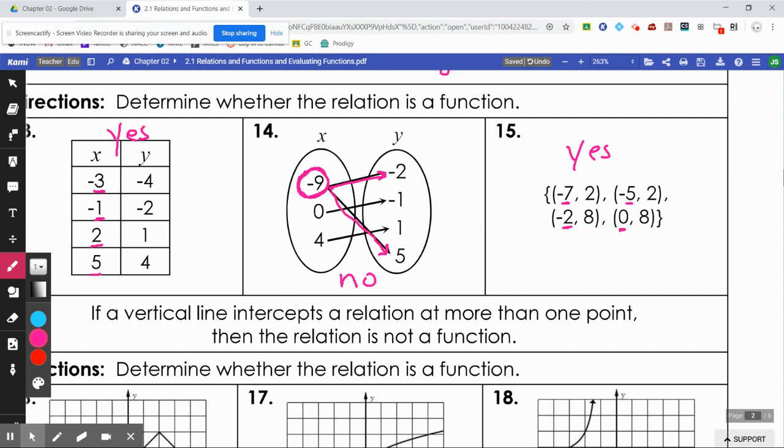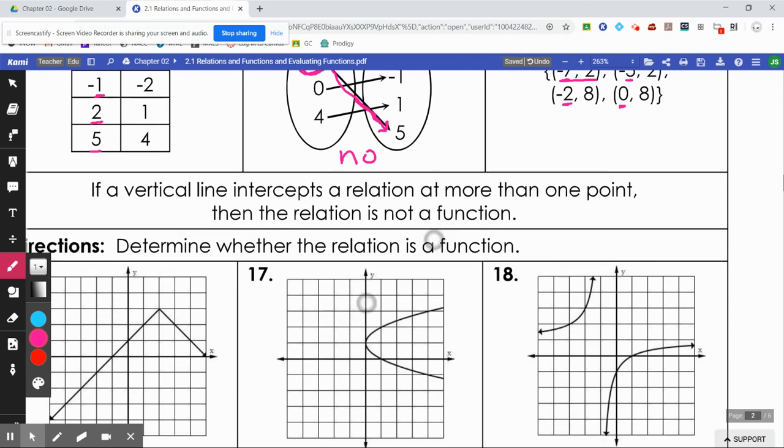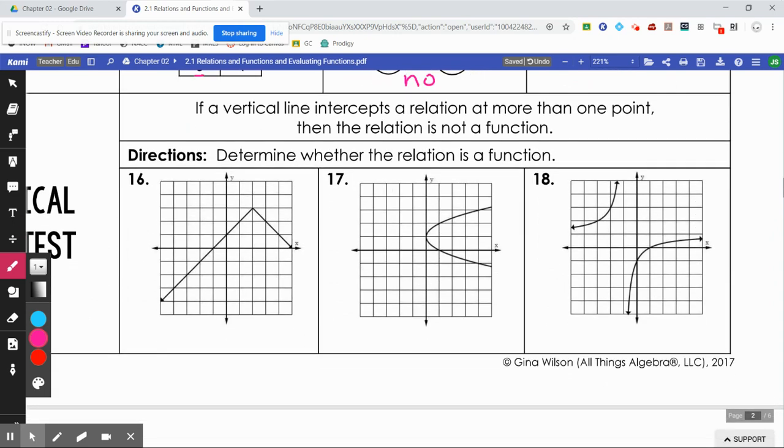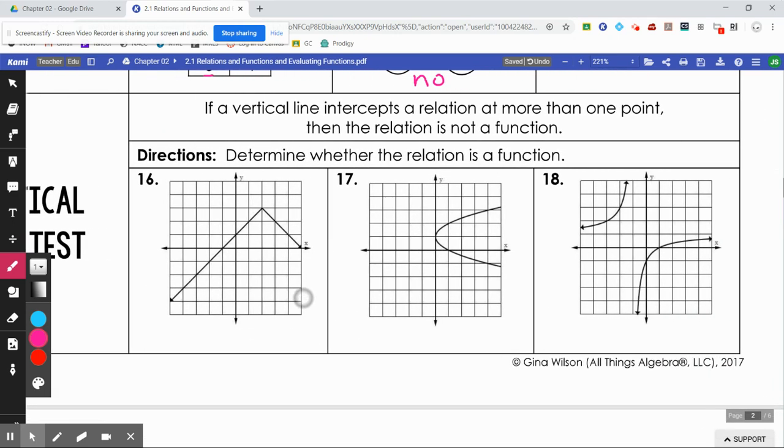Now, what would make this not a function? If I threw in something like negative 7, 3 also, and I had this negative 7 paired with 2, and it's also paired with 3. So the easy way of remembering is if there's any time that there's repeat x's, if that x is paired with two different things, like it was here, negative 9 was repeated with two different values, that is not going to be a function. The way to test that with a graph is called the vertical line test.